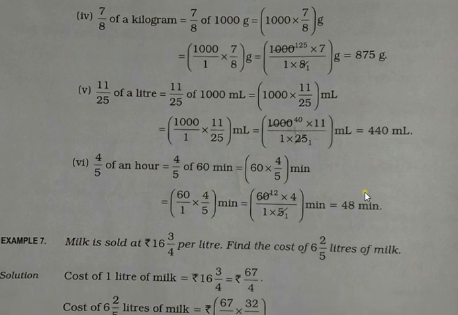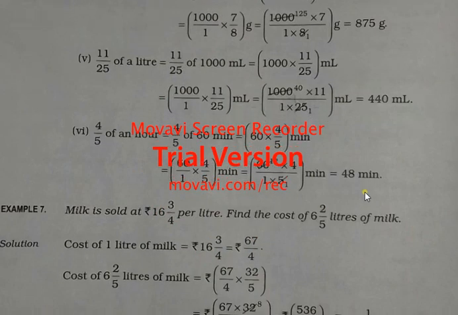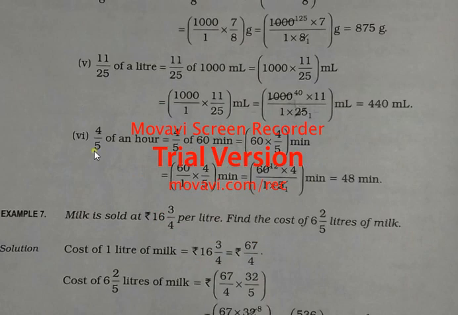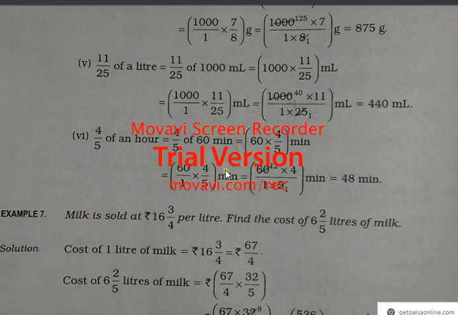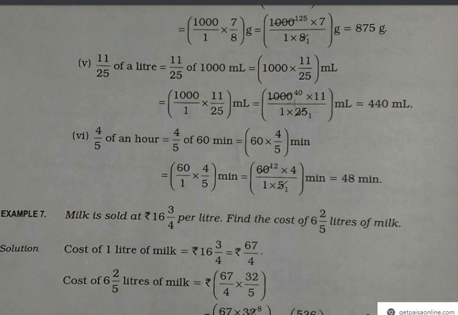Now if you go below, there comes question number 6, that is 4 by 5 of an hour. In an hour there are 60 minutes. So here it has been written 4 by 5 of 60 minutes, that is 60 into 4 by 5 minutes. Nothing below means 1, so it is written 60 by 1 into 4 by 5 minutes. Now 60 by 1, up it is multiplied, so 60 into 4 by 1 into 5, and 5 and 60 have been cancelled. 5 12s are 60.